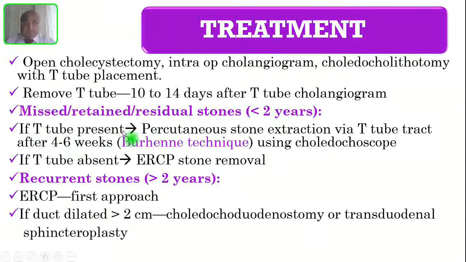If a tube is present, you can do a technique called the Burhenny technique. That means percutaneous stone extraction via the tube tract after 4 to 6 weeks using a choledocoscope, and this technique is called the Burhenny technique. If the tube is absent, then you can do ERCP stone extraction. If it is a recurrent stone, that means there is presence of stone in the common bile duct 2 years after cholecystectomy, you can try ERCP stone extraction first. If the duct is dilated more than 2 cm, then you must do either choledochoduodenostomy or transduodenal sphincteroplasty.